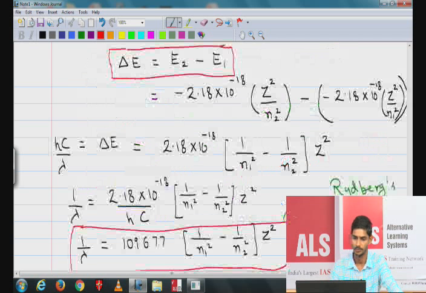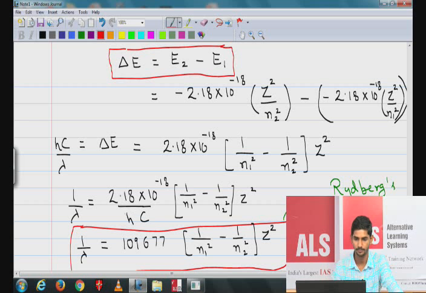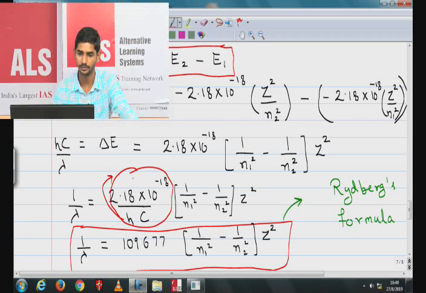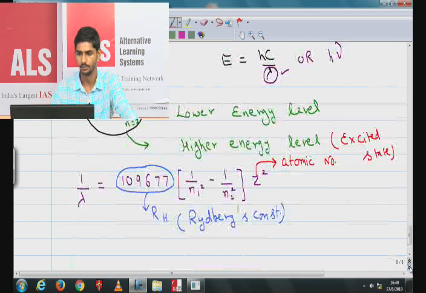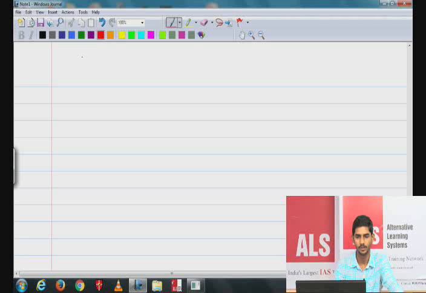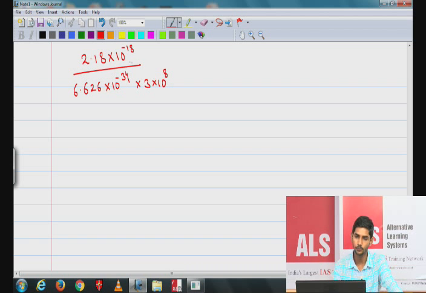One second. See, look at this. H has value of, just a second. Look at this one that I have circled for you. Now, if I put all these values, let's suppose the upper value was 2.18 into 10 to the power minus 18, and the value of H is 6.626 into 10 to the power minus 34, and the speed of light is 3 into 10 to the power 8. So guys, if you solve this one, it will come out to be 109677.